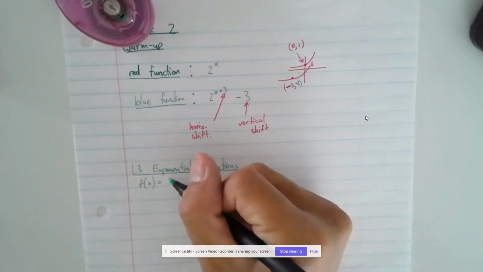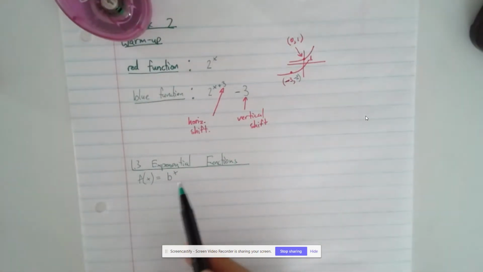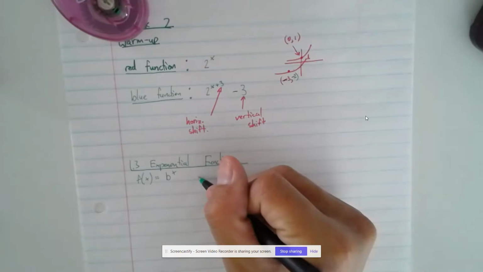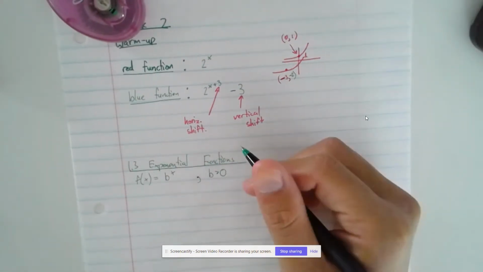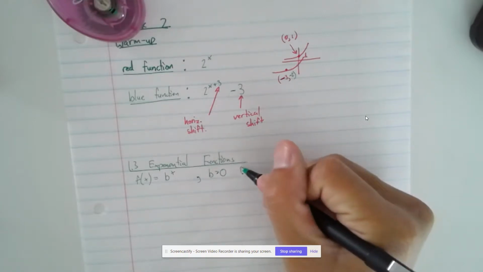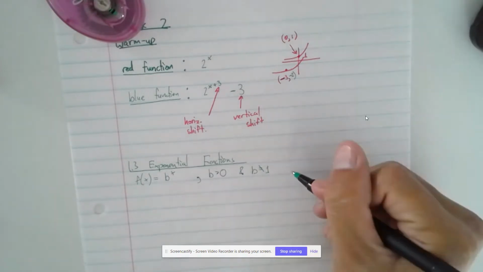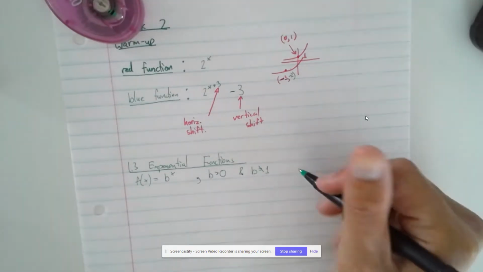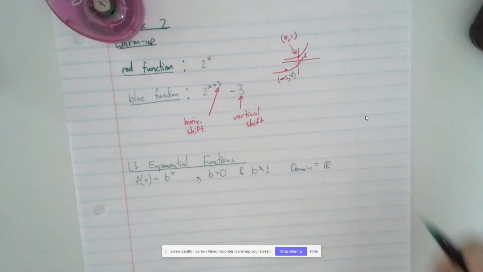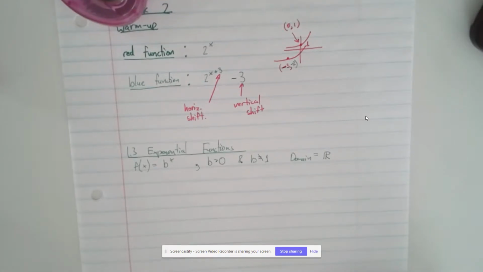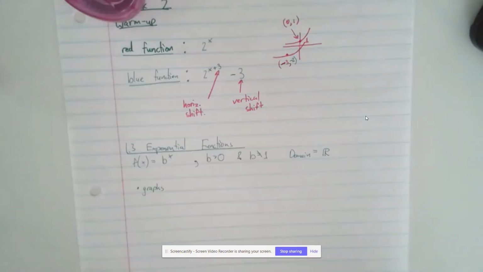Just a brief review, okay? Exponential functions are usually a base b to some exponent x. If your base b is greater than 0 but not equal to 1, then your domain should be all real numbers. Now, what would your graphs end up looking like?